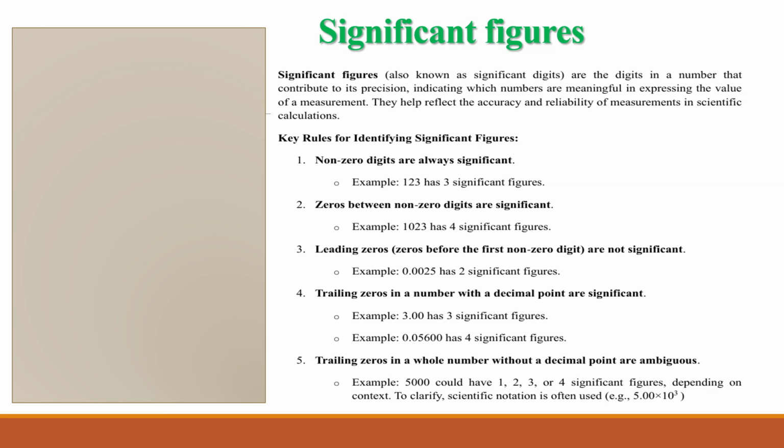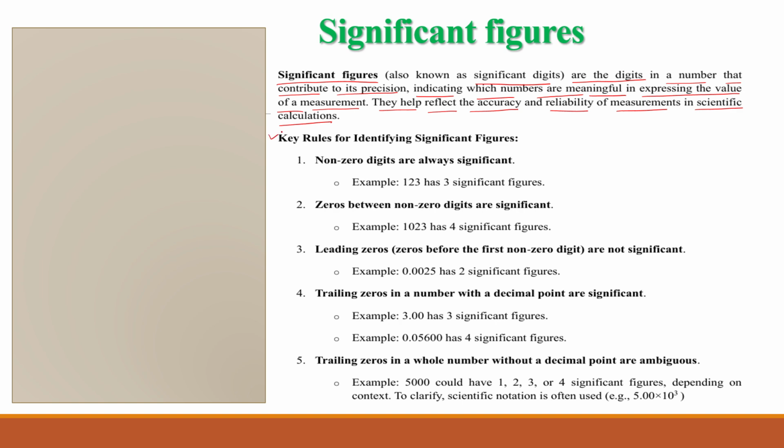Significant figures are very, very important in the study of physics as well as in the study of chemistry. Significant figures, or significant digits, are the digits in a number that contribute to its precision, indicating which numbers are meaningful in expressing the value of a measurement. They help reflect the accuracy and reliability of measurement in a scientific calculation.